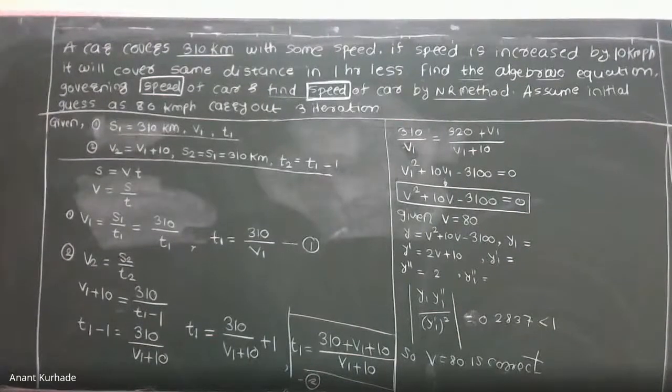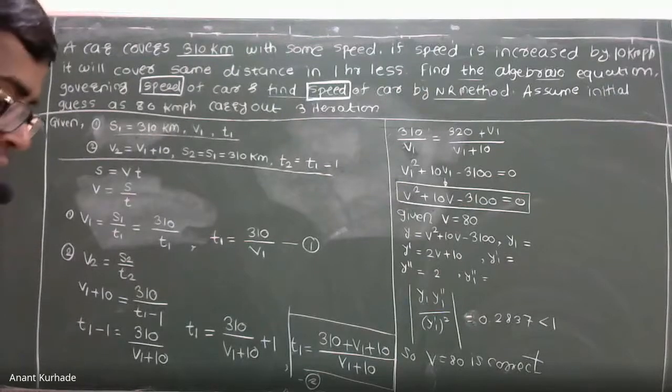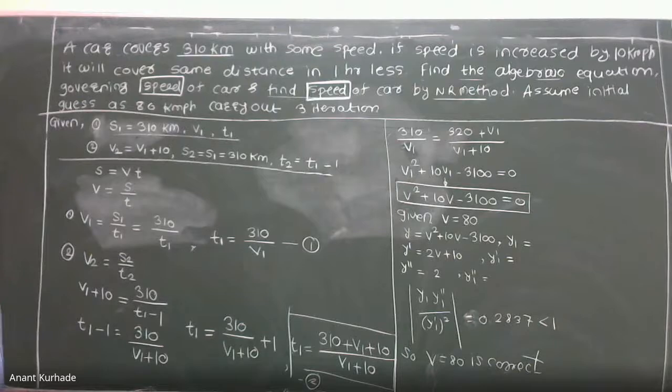We take its first derivative, second derivative, and find out y1, y dash 1, y double dash 1. Then use that formula of convergence condition. If it is less than 1, then go for iteration. First iteration, show in detail. Remaining iterations are in tabular form. Now do this fast. Tell me the final answer after third iteration.